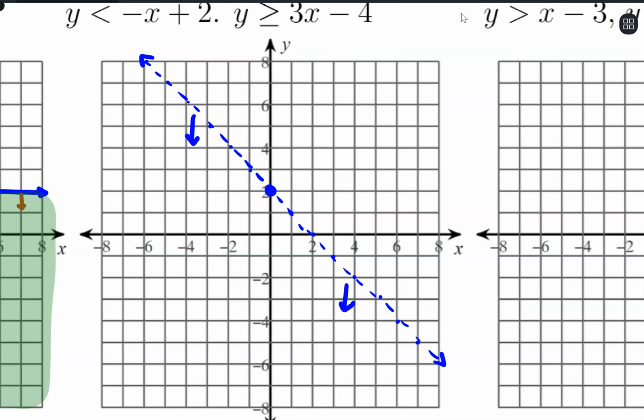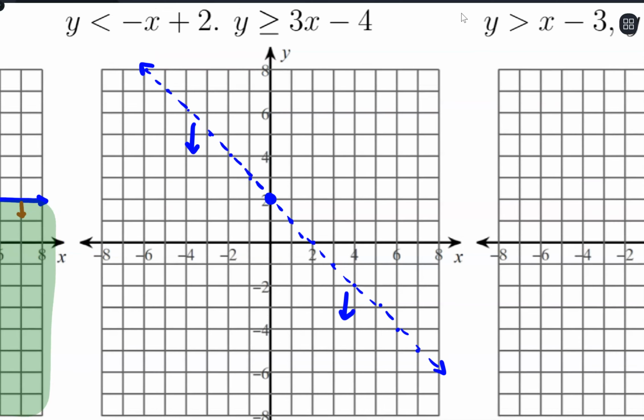And then I also want y is more than or equal to 3x minus 4. So I'm going to have a y-intercept at negative 4, and then a slope of positive 3.